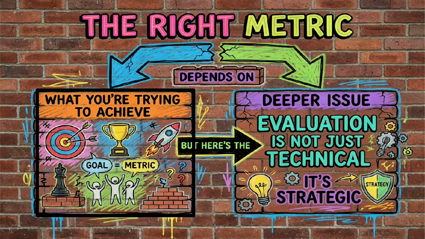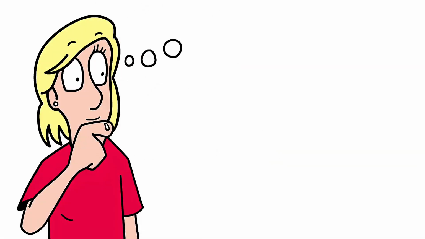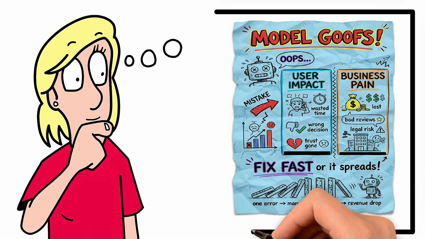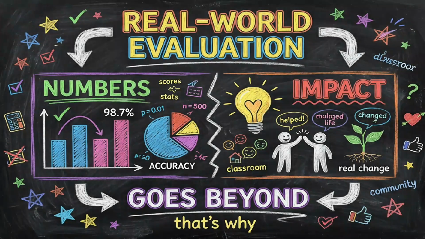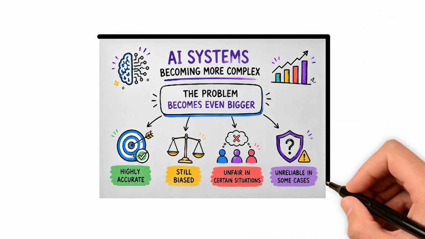But here's the deeper issue. Evaluation is not just technical, it's strategic. You need to understand the cost of being wrong. What happens if the model makes a mistake? How does that affect the business or the user? A model that looks good in theory can fail badly if these factors are ignored. That's why real-world evaluation goes beyond numbers. It considers impact.